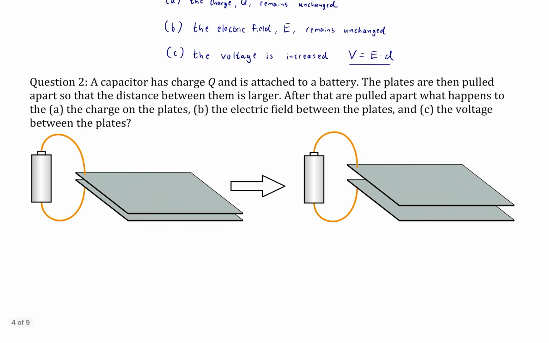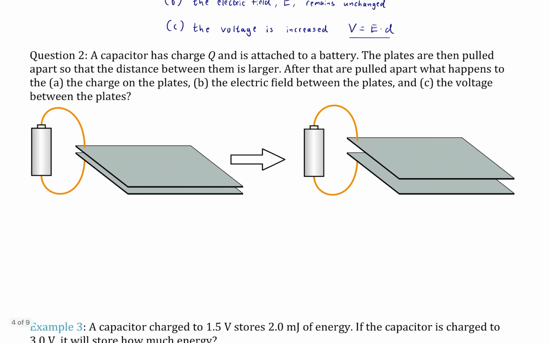Okay, so the capacitor has a charge Q and is attached to a battery. The plates are then pulled apart so the distance between them is larger. You're still doing work on them. After they are pulled apart, what happens to the charge on the plates, the electric field between the plates, and the voltage between the plates? So all the same questions, but I already gave away C. Okay? All right, so here's the idea. Here's the voltage, right? Here's the battery, positive and negative.